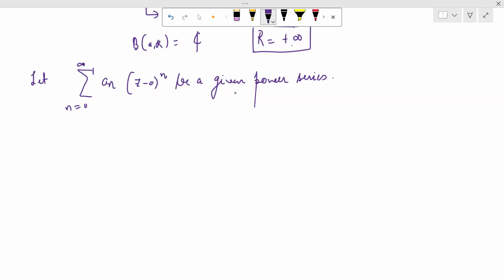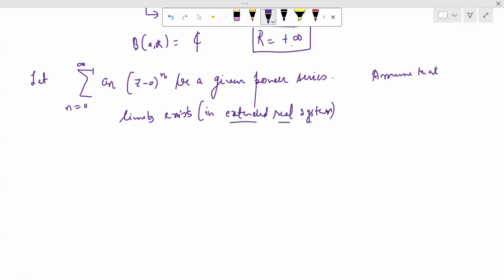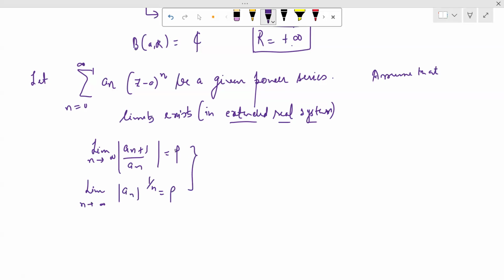Then assume that the limit exists in the extended real number system. Whatever limits I write, I'm saying that the limit exists in the extended real number system. Now, the limit as n tends to infinity of a n plus 1 upon a n gives you a quantity which is rho. And another thing, the limit as n tends to infinity of modulus a n raised to power 1 upon n is also rho. So if any of these limits exist in the extended real number system, then the radius of convergence is expressed as rho inverse.